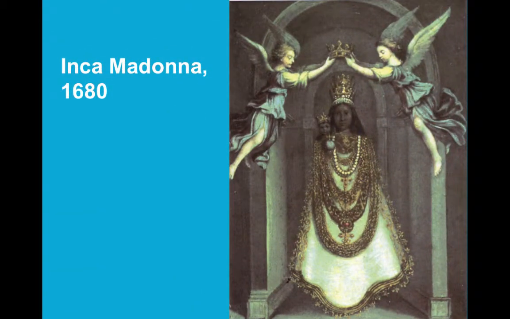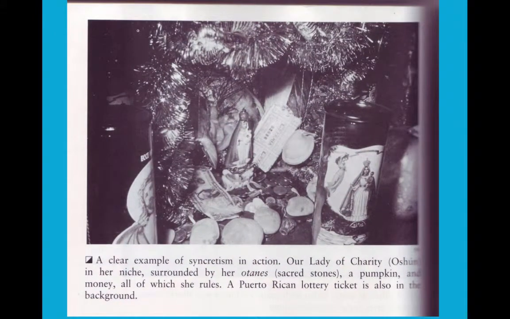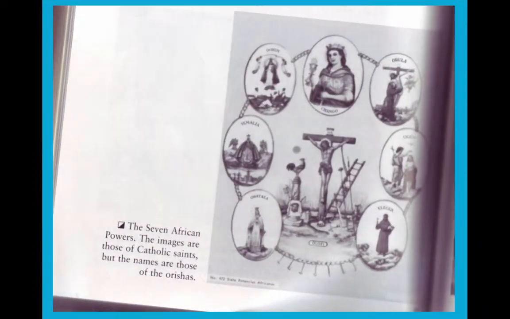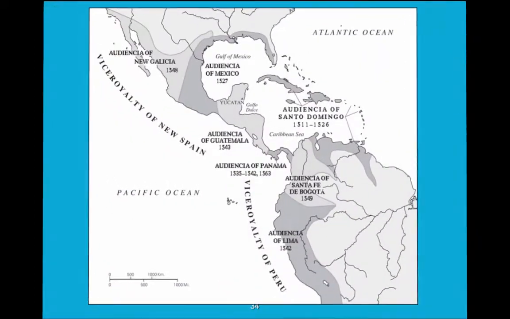Everywhere this will occur. Inca Madonna, for example. Notice the syncretic features of this Inca Madonna. Puerto Rico. Notice that there's going to be all sorts of a dollar bill here and all different offerings here. It's going to be the religious syncretism here.